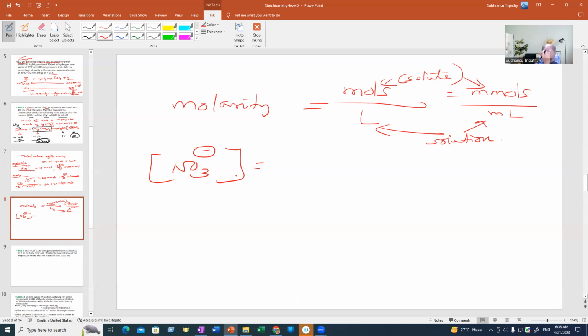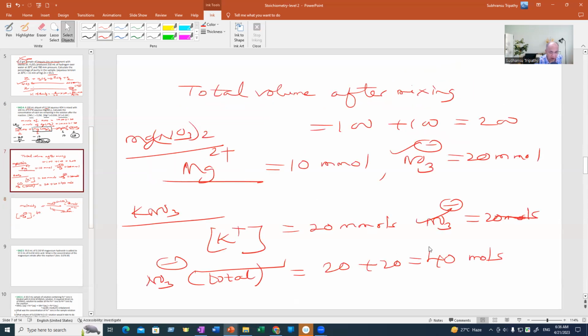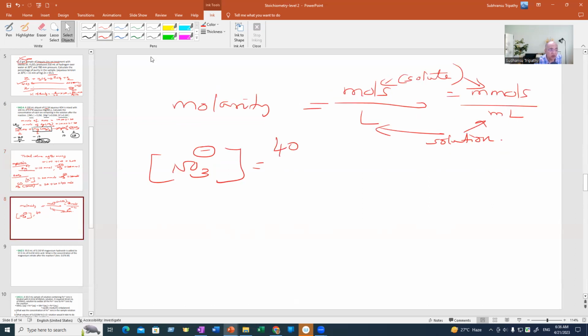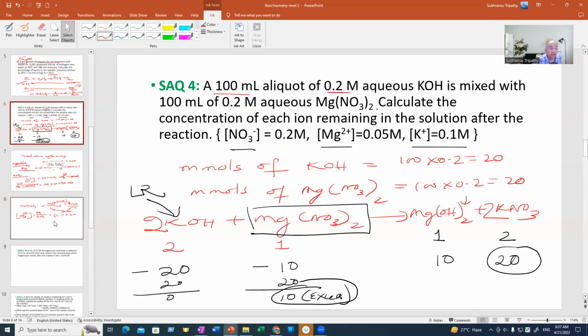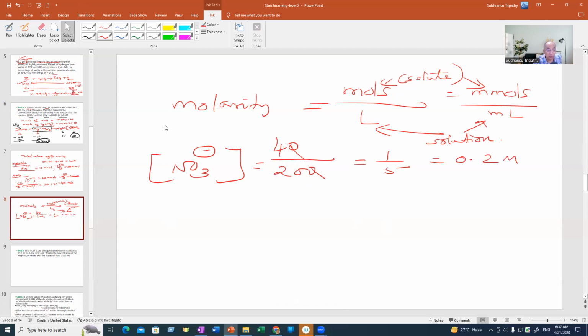The 40 by 200. Precisely, Amlan is correct. 40 is the total number of millimoles. We have got it by adding the two from the two sources. And the total volume is 200. So now they are enjoying the total volume of 200. So the number of millimoles of the solute, nitrate ion, and the total volume is 200. So it is 4 by 20, 1 by 5. So how much? 0.2 M. So let's see what is the answer given. Yeah, it is same. And then calculate what is the unique magnesium ion, because that is present only from one source. Riddhi Siddhi, tell me what by what?